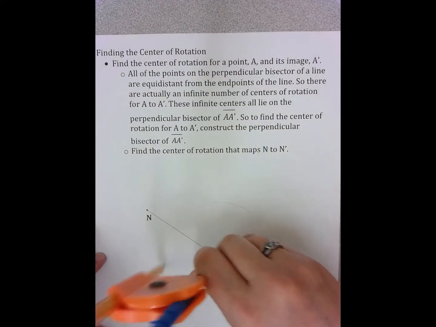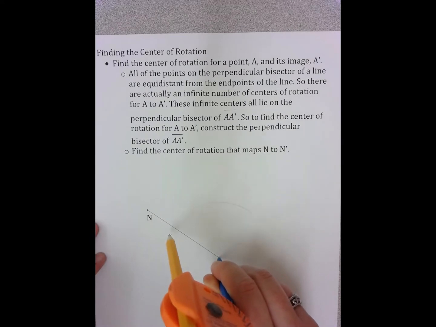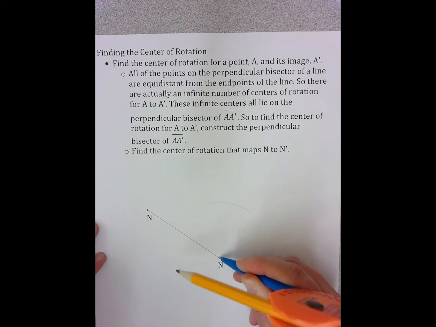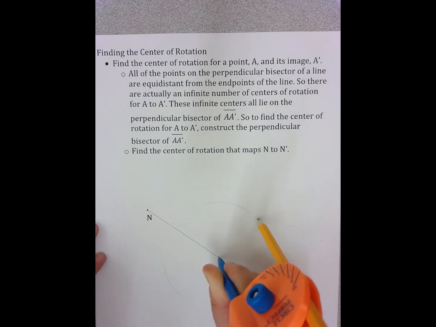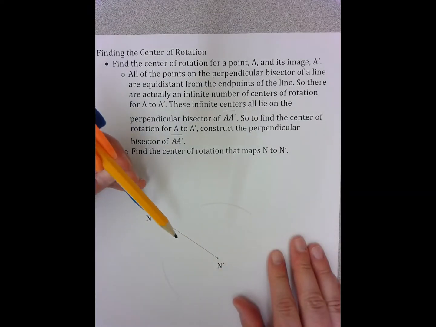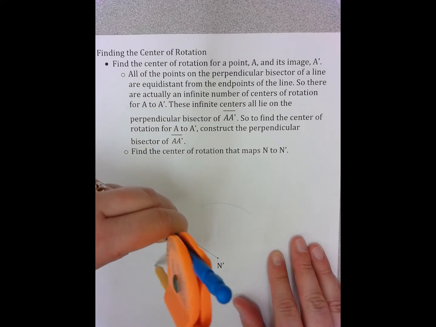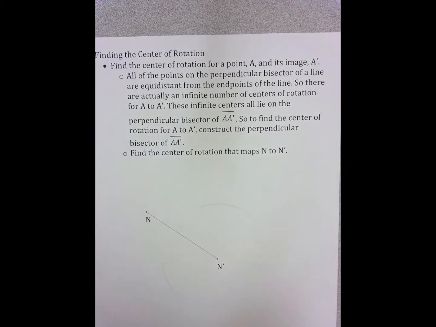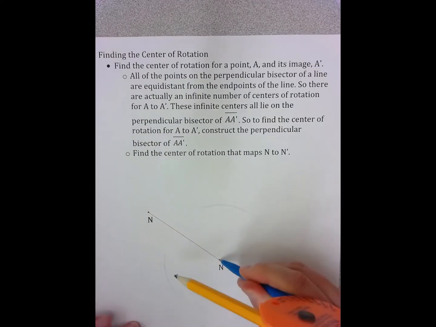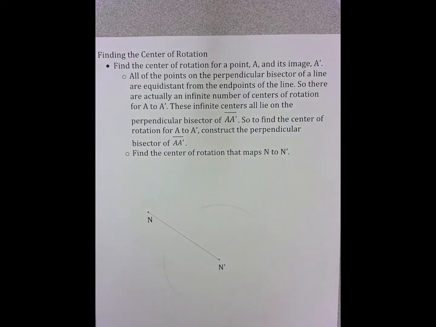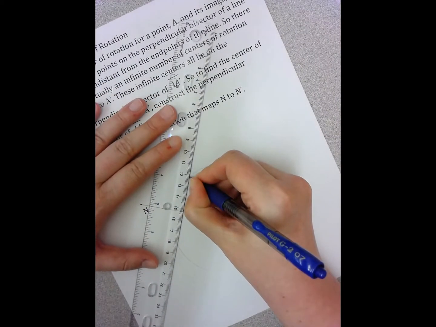Make an arc above and below. My compass is open more than halfway between N and N prime, and I've put my stylus, my pointy part, on N prime. Make an arc below and above. Then I put my stylus on N. Make an arc above and below. I may have to go back and redo my first arc so that those arcs intersect very clearly. Once I have those arcs intersecting, I am going to draw in the perpendicular bisector.